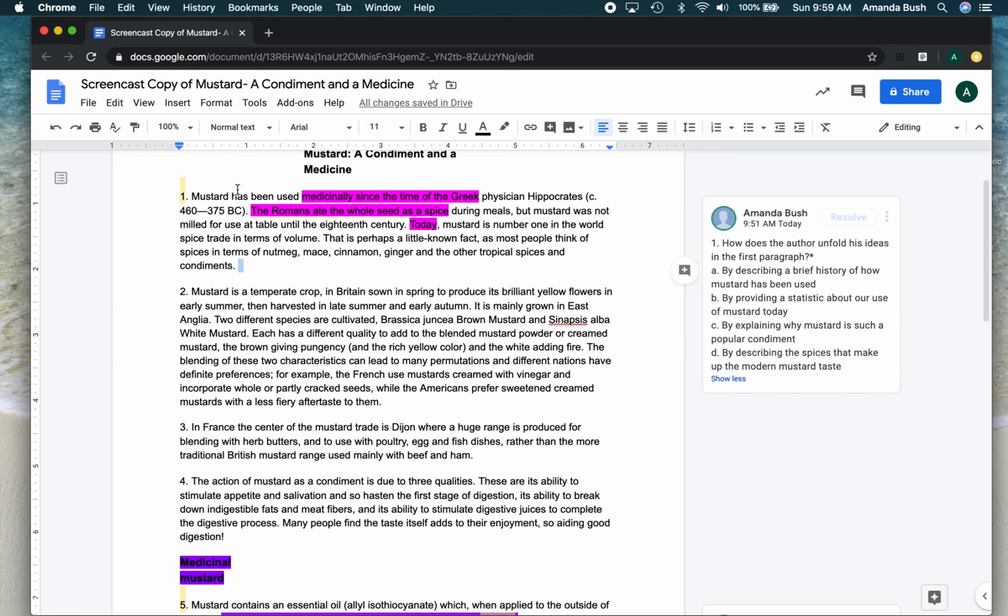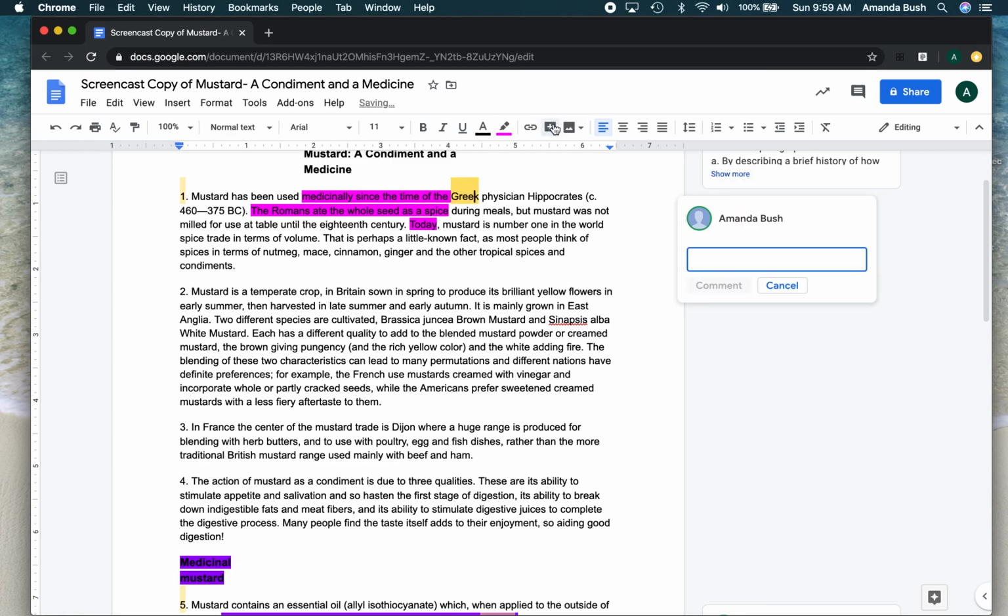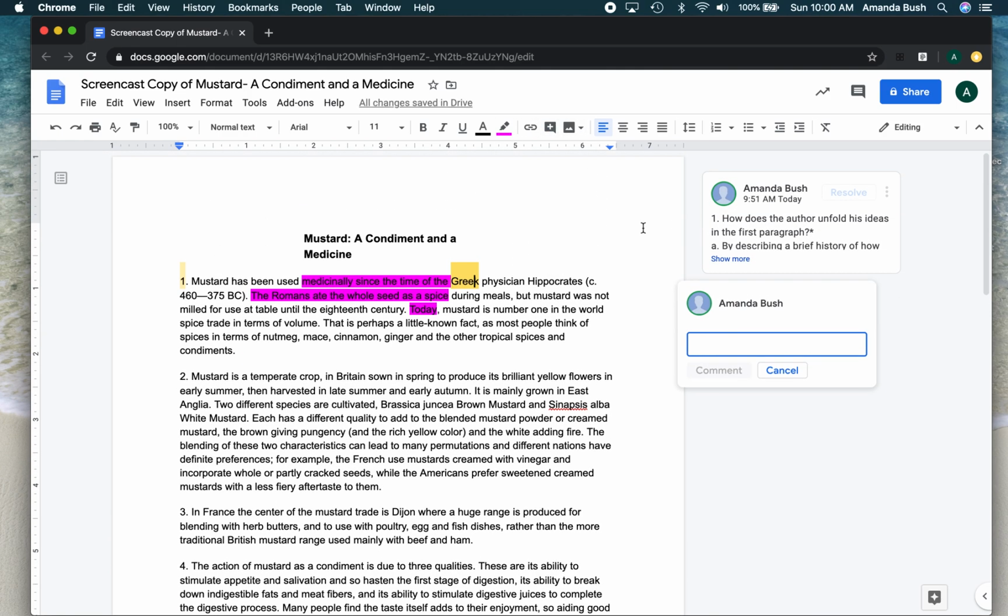So I'm going to go ahead and make myself that margin note to really consolidate those ideas of what I'm seeing throughout this paragraph. So I'm seeing tracing mustard from Greek Empire to today, because that's what that TE is showing me.